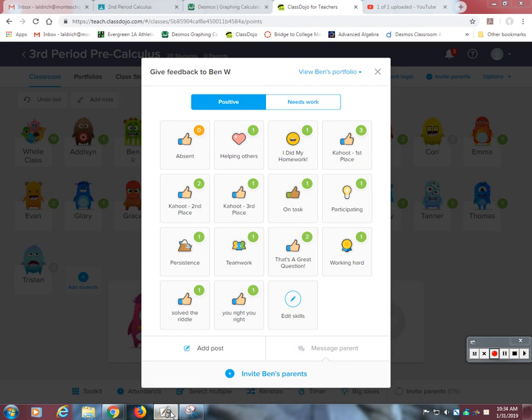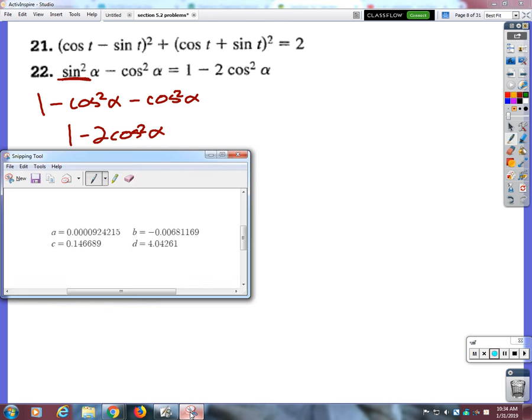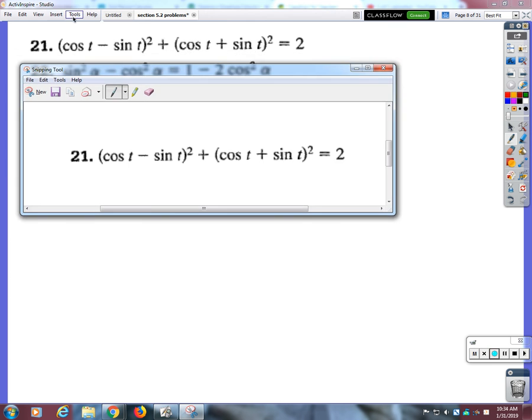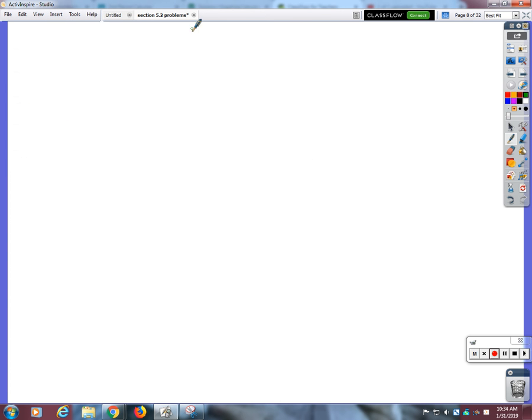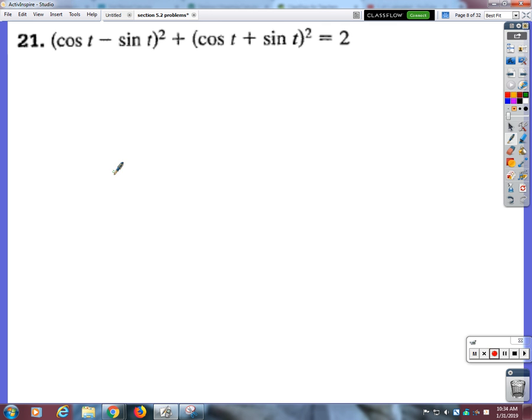21. It's the computer, man. It's not me. Okay, 21. This is a good one. This is a little bit of a nightmare. Yeah, they all cancel out in the end, but you still have to show all of your work. Okay, so I'm going to FOIL this out. So if I FOIL that out, I get cosine squared t minus 2 cosine t sine t plus sine squared.